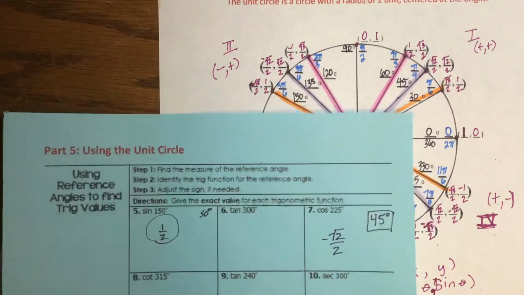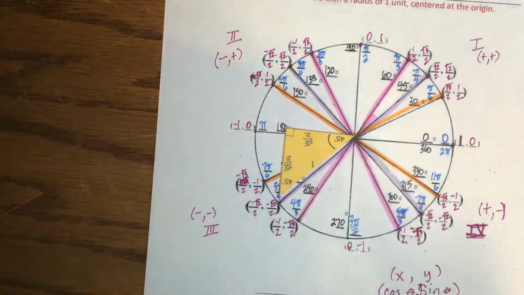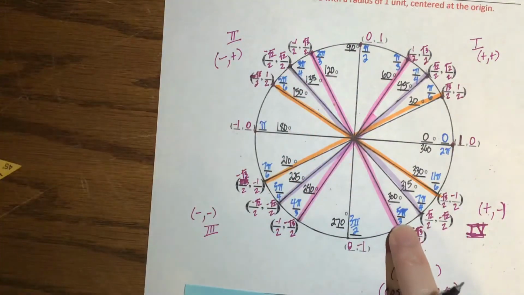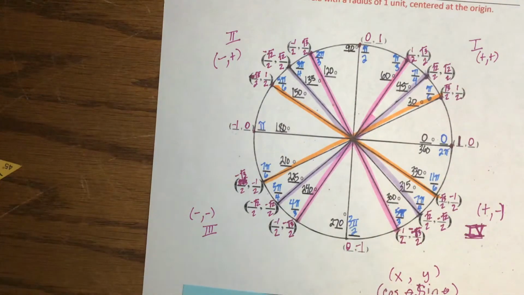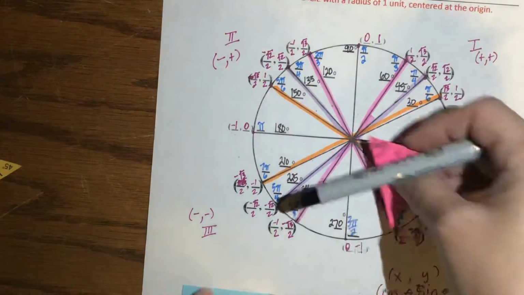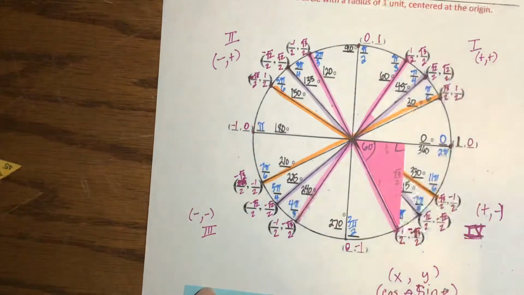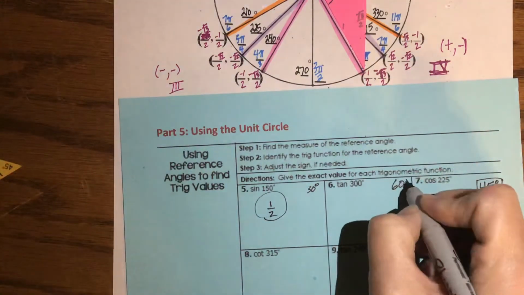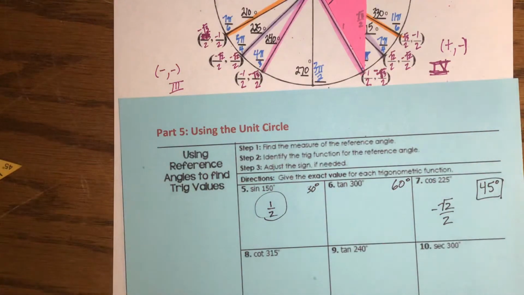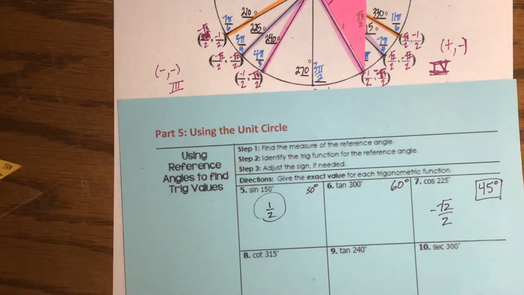Now, let's do tangent of 300. So 300 is right here. Now guys, be super careful. Don't try and use that for your reference angle. Reference angle always, always, always, 100% of the time goes to the x-axis. So for 300, my reference angle is 60. You're going to get that basically memorized as you go through and do this. It's going to take some practice, and you'll be able to do it without having the unit circle in front of you. But for right now, just use your unit circle.